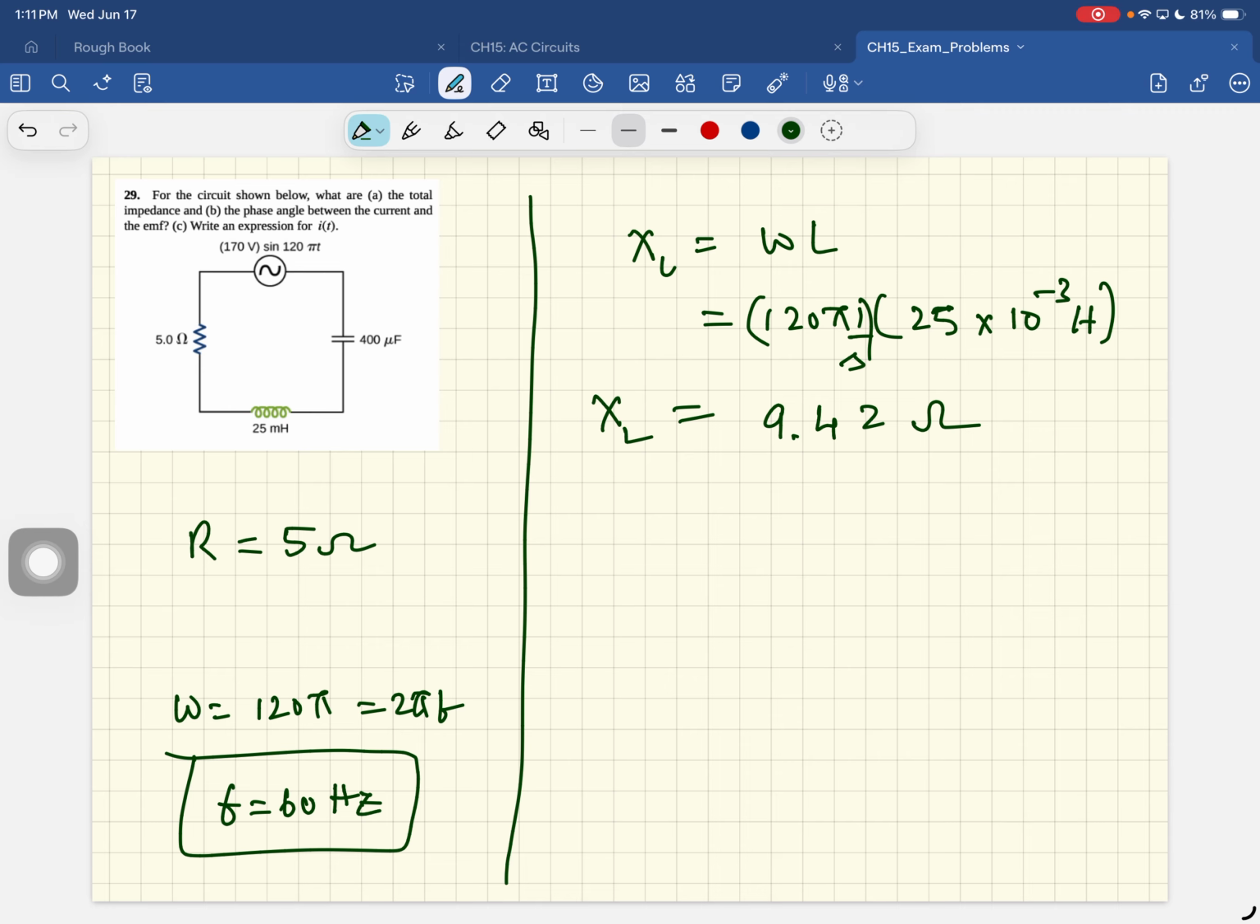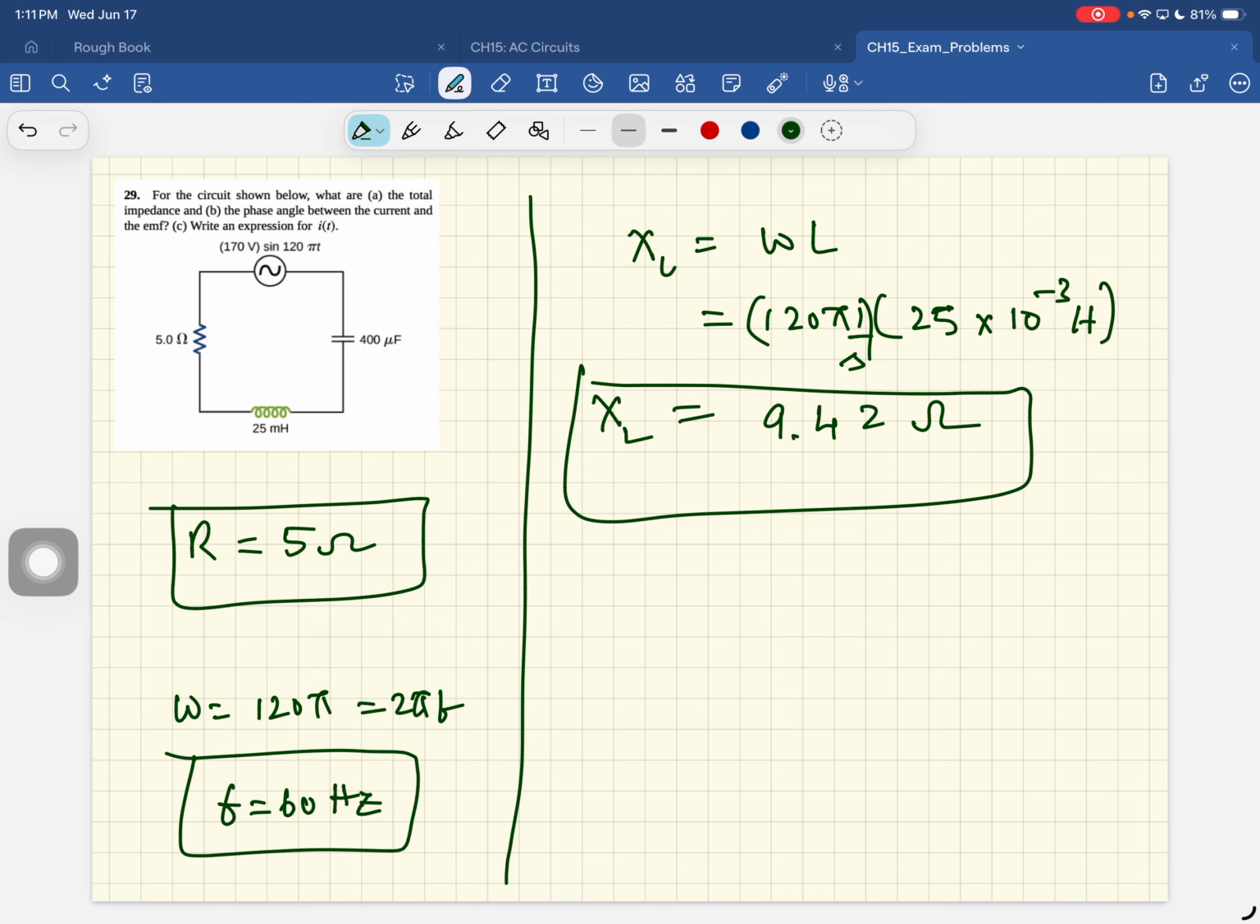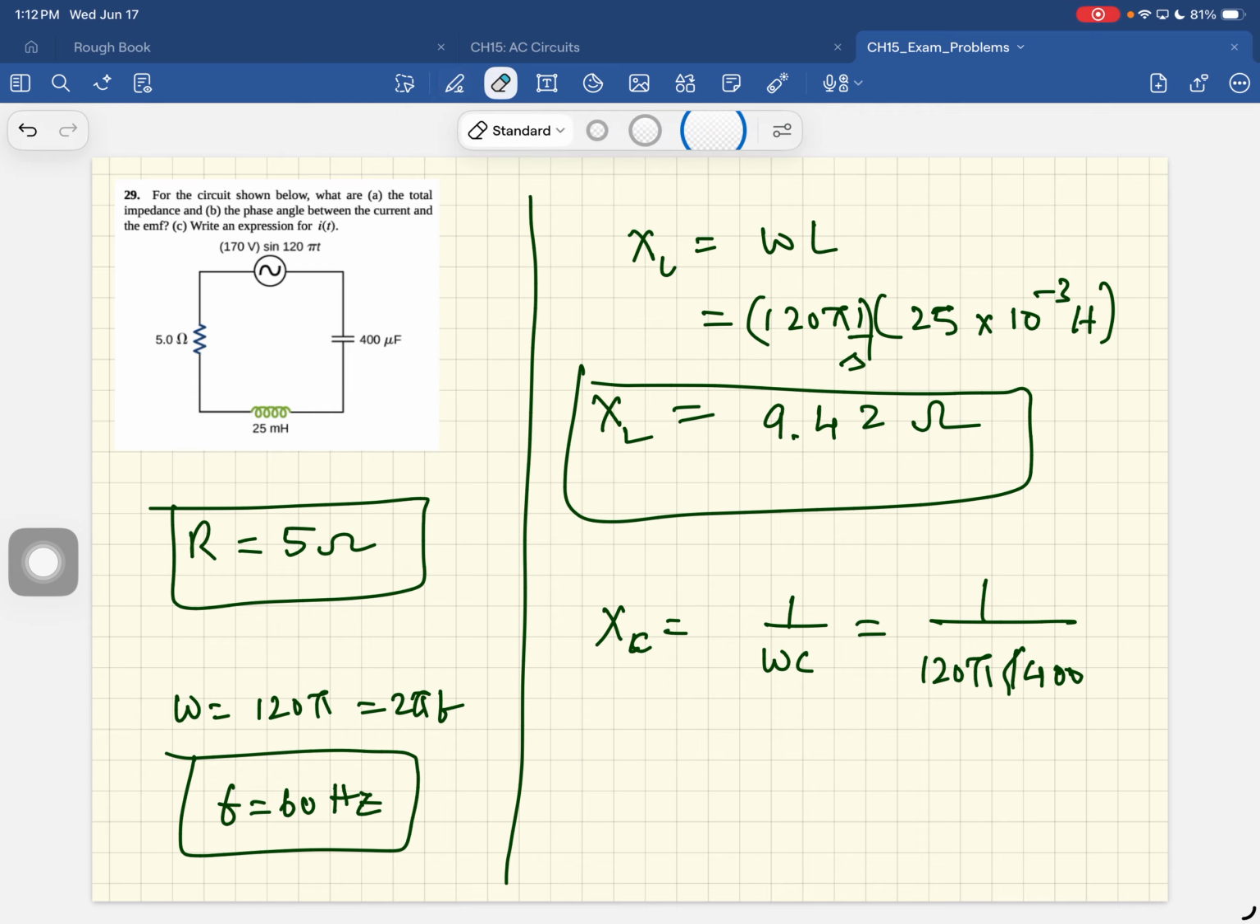Radian, and then write an expression for I. I max is E max over Z. E max is 170 volts. So that's what you're getting out of the wall. And Z is 5.73 ohms.